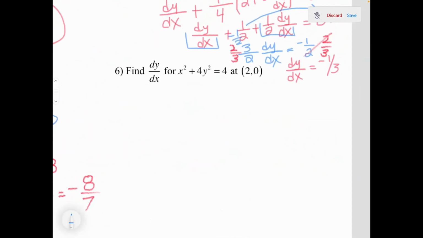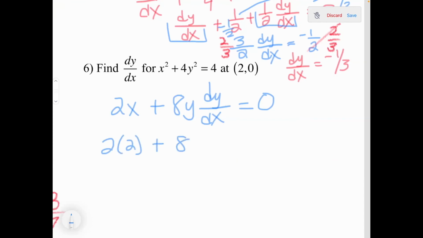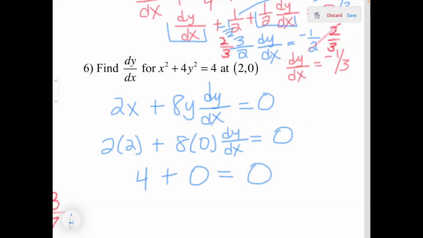Number 6, we want dy dx for x squared plus 4y squared equals 4 at the point 2, 0. The derivative of x squared is 2x dx dx, which we don't have to write. The derivative of 4y squared is 8y dy dx. The derivative of 4 is 0. We plug in 2, 0: 2 times 2 plus 8 times 0 dy dx equals 0. We get 4 plus 0 equals 0, because 8 times 0 times dy dx is 0.